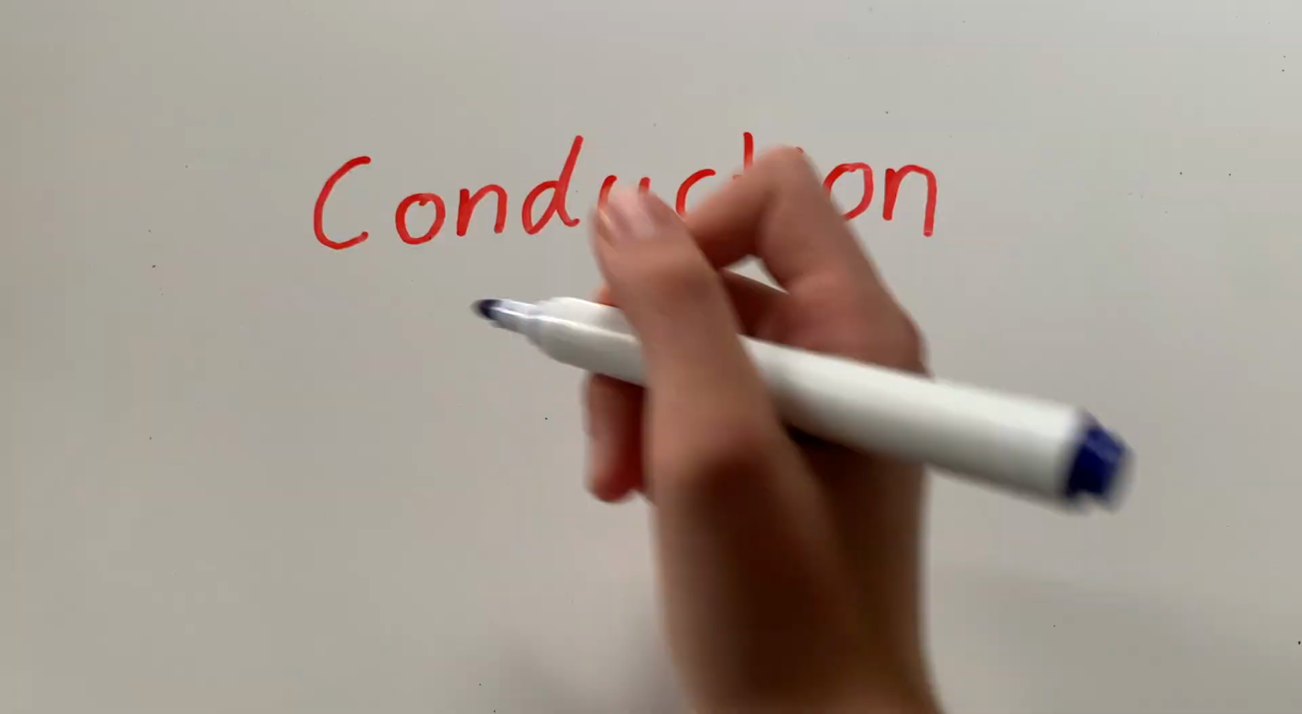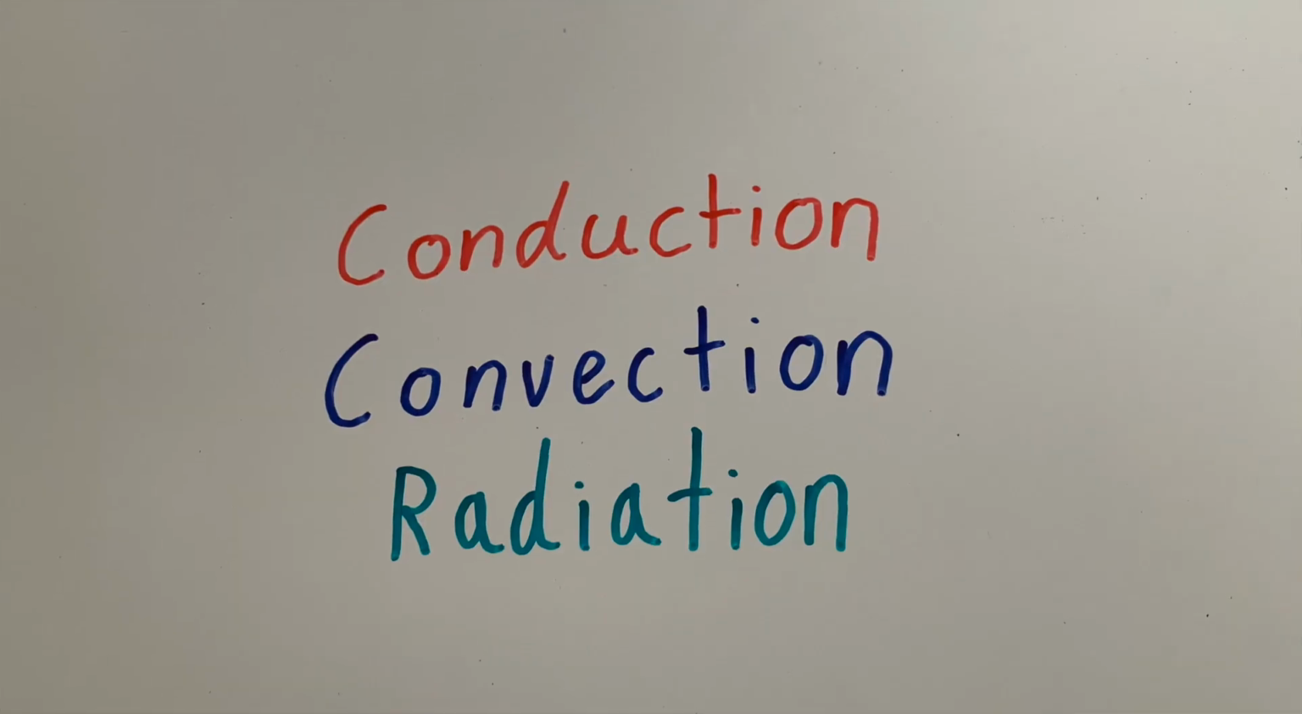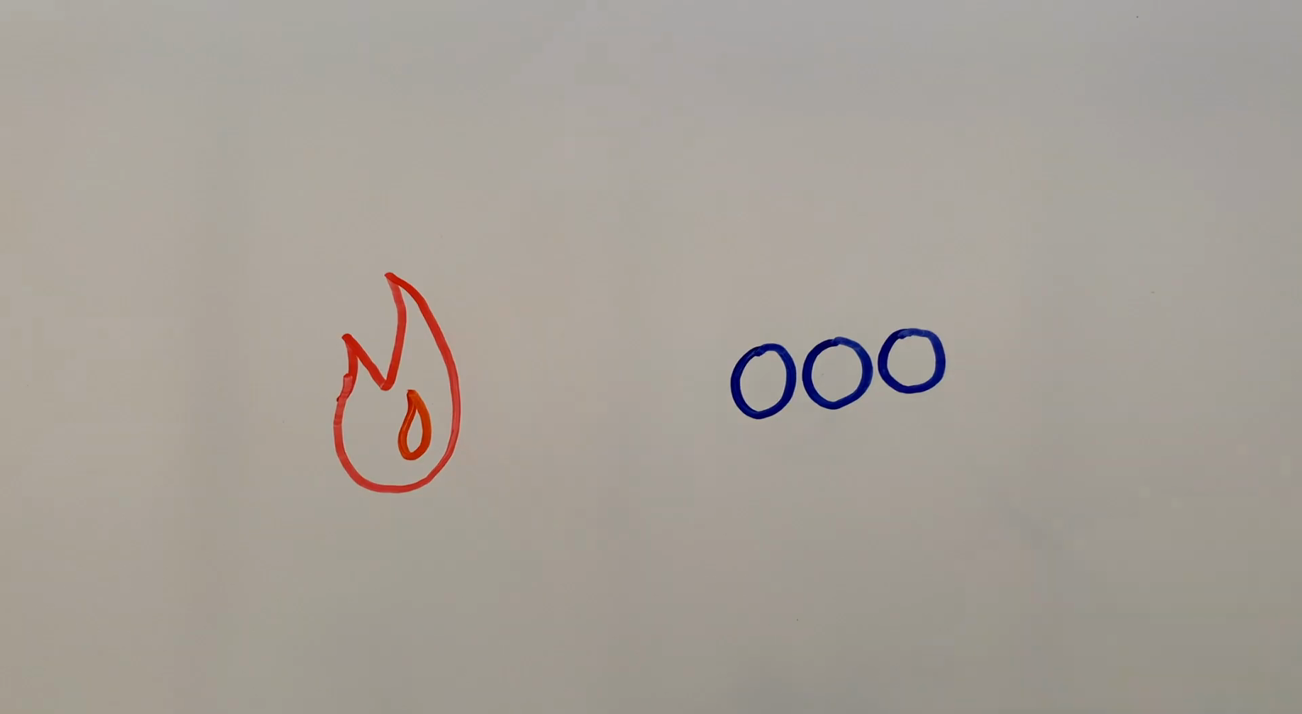Luckily for you, I have the answers. Conduction, convection, radiation. First, conduction. Conduction is the movement of heat through particles. It's caused by a temperature difference. Here is a heat source and here are the particles.